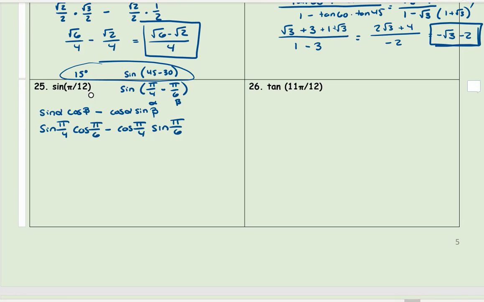So now that we have this, we can just look at the unit circle. Sine of pi over 4 is just root 2 over 2. Cosine of pi over 6 is root 3 over 2. And then we have minus. Cosine of pi over 4 is another root 2 over 2.